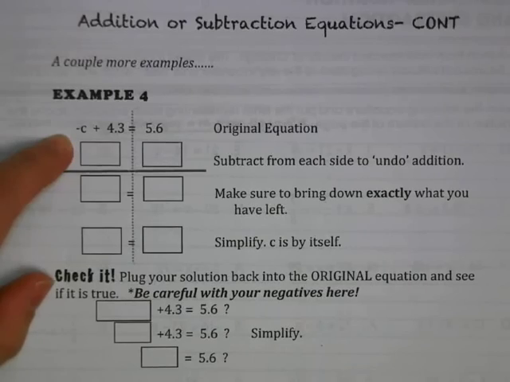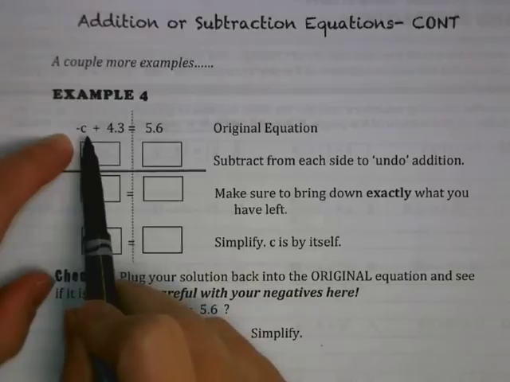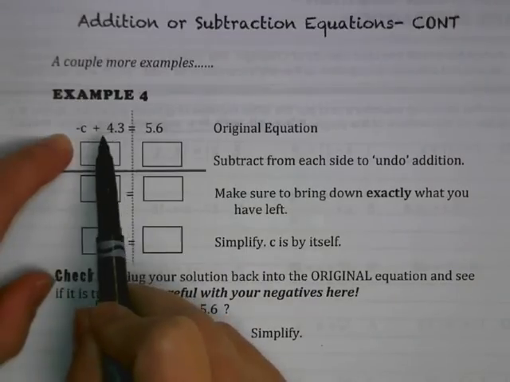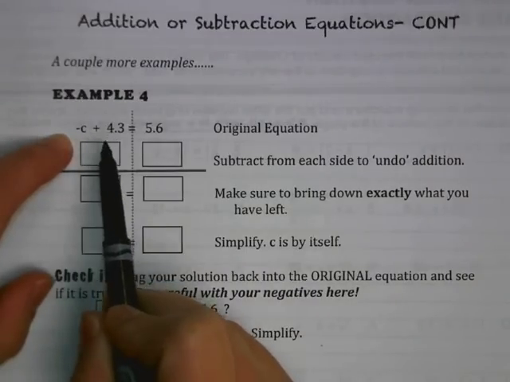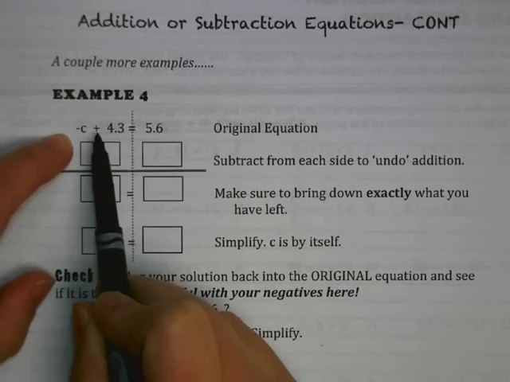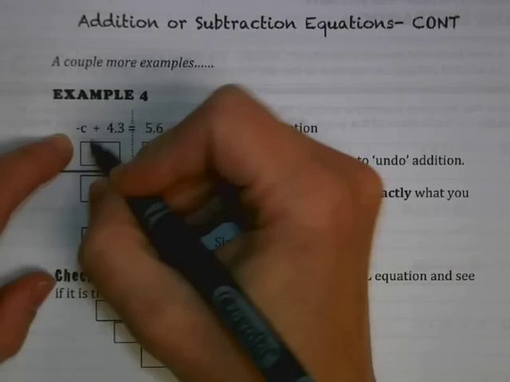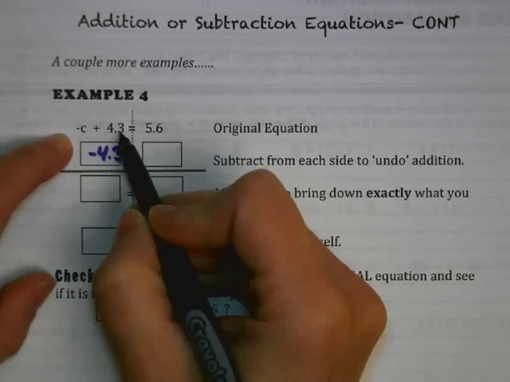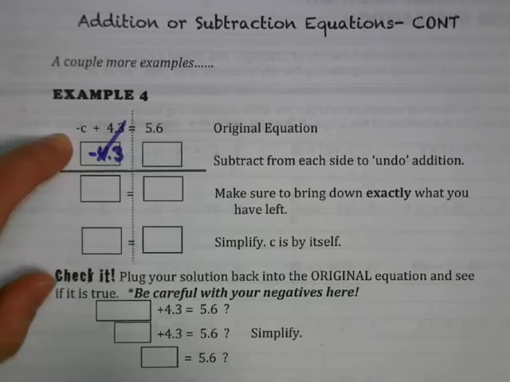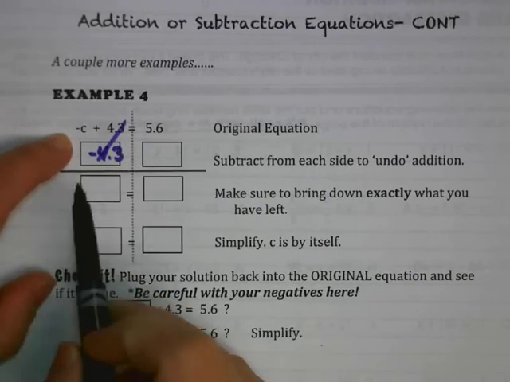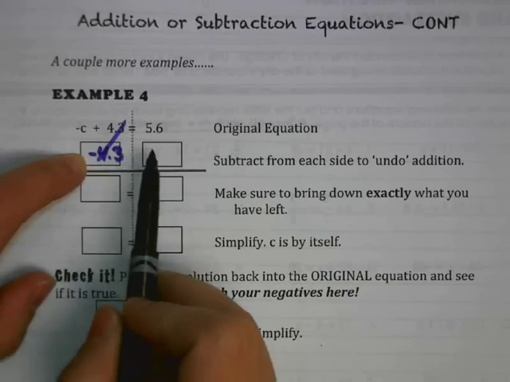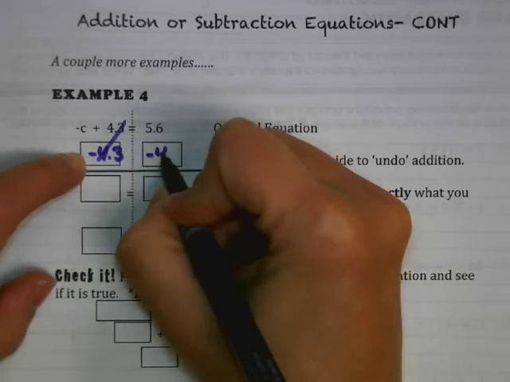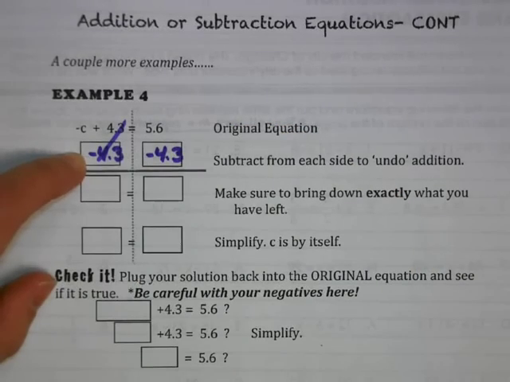Okay, last time when we were doing practice we saw an addition equation. If there is addition, how do we undo addition? We do the opposite and we subtract. So how are we going to undo or get rid of this plus 4.3? Well, we would subtract 4.3. Plus 4.3 minus 4.3 goes bye-bye, see ya. But whatever we do to one side, we also have to do to the other side. So we also have to subtract 4.3 from this side.